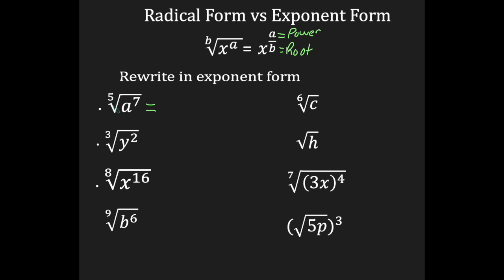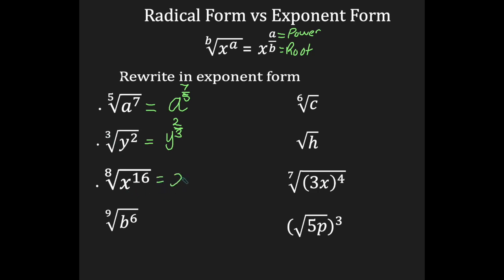Here I have the fifth root of a to the 7, and I have to write this in exponent form. My base is a. Now I'm going to have my exponent, which is going to be a fraction. Remember, the 7 is your power and the 5 is your root, and roots grow in the ground. So it's going to be a raised to the 7 over 5. Here I have the cube root of y squared. So I have y. My exponent is going to be a fraction. The 2 is in the numerator and the 3 is the denominator. Always remember that's your root.